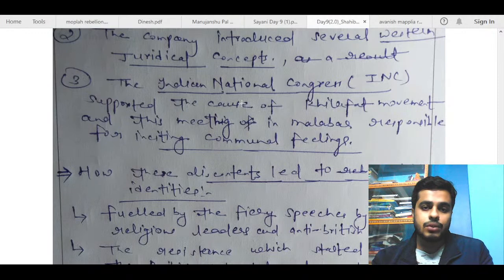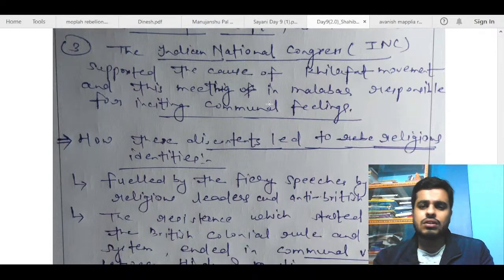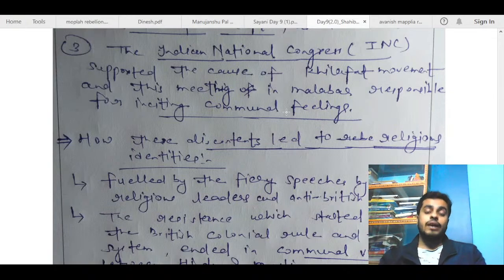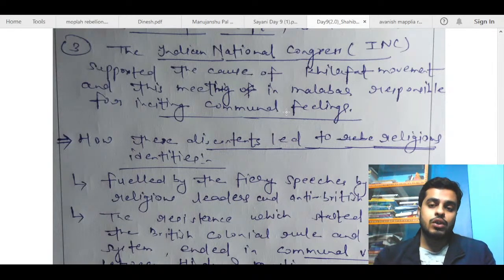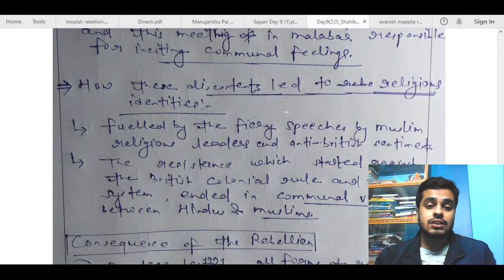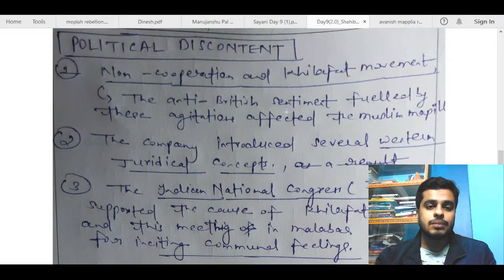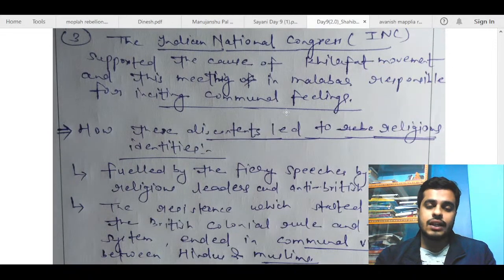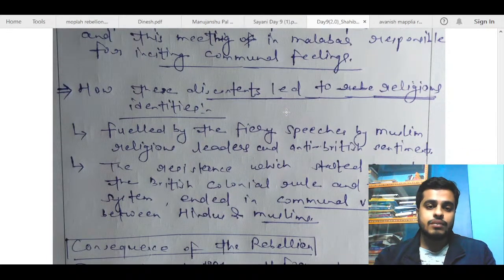Indian National Congress supported the cause of the Khilafat movement, and this meeting in Malabar was responsible for inciting communal feelings. So again, I won't say that the meeting of INC was responsible for inciting communal feelings. You can just talk about the arrest of Ali Musaliar and the attack on the mosque. Those are closer political points to why this rebellion went on to take a religious undertone. So I think those points are missing. You could have added them. So you can check it after the class from the good copies.